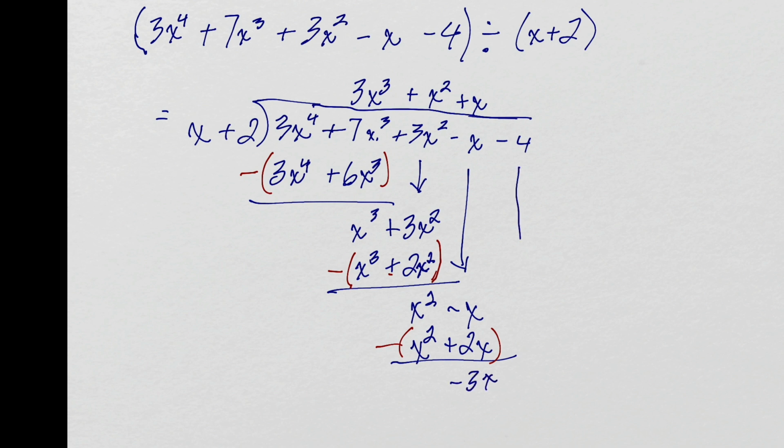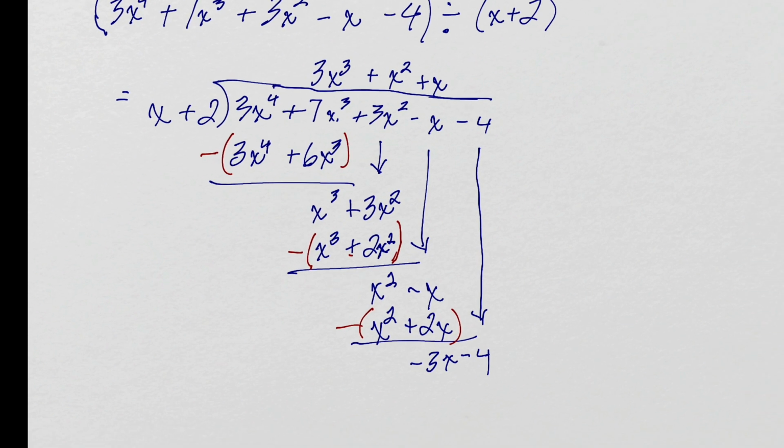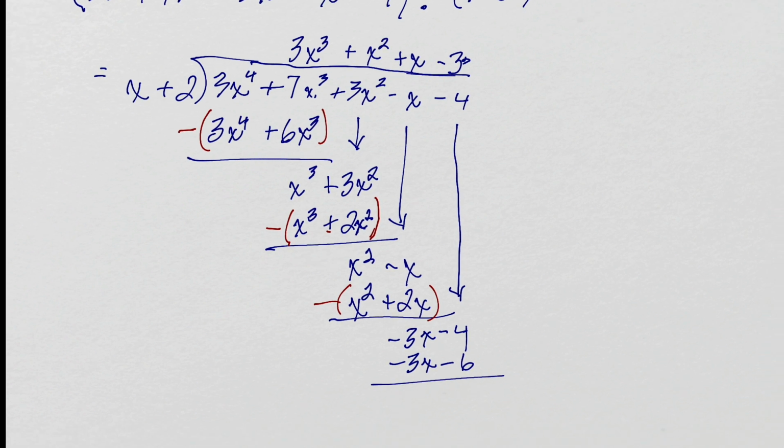We have one more term to bring down here, and that's our minus 4. And then we say, all right, this x goes into negative 3x, negative 3 times. And then I'm going to distribute this minus 3 on x plus 2 and write it here. So that gives me negative 3x minus 6. Okay. So anything minus itself is 0.